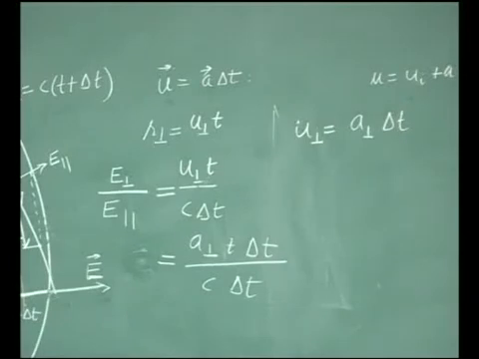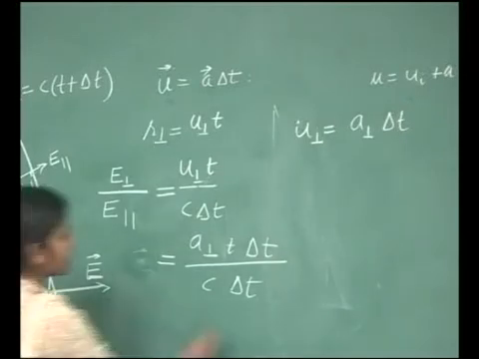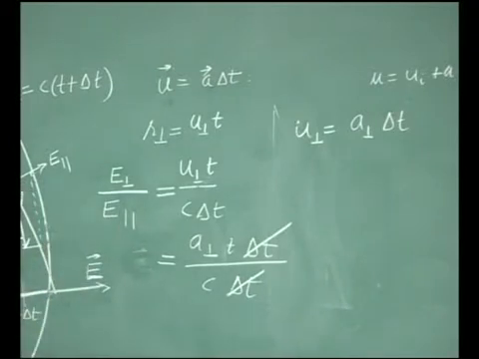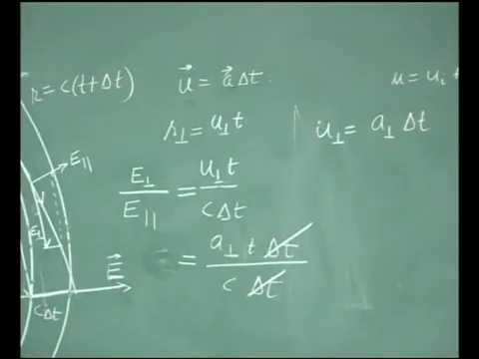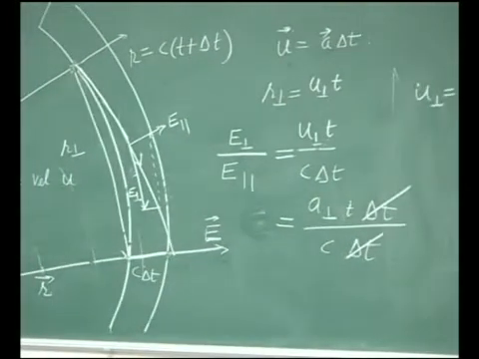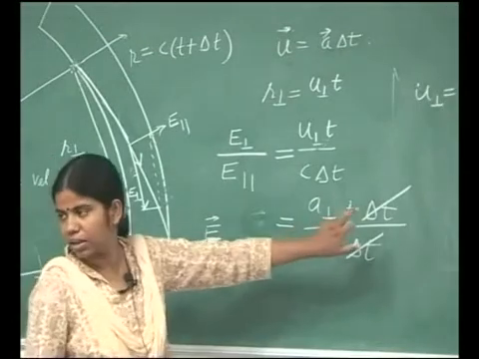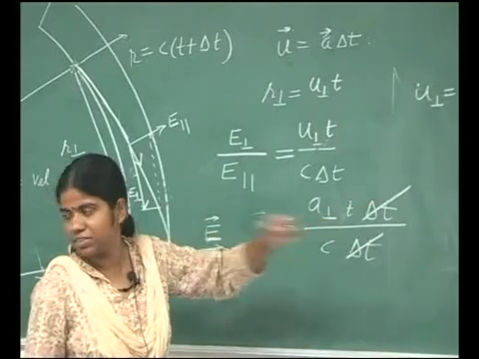Okay. So, something goes off. So, I can kill these delta t's here. So, I have A perpendicular t upon C. Now, this t is actually not very good, because measuring time is very difficult, because time is changing constantly. So, I should eliminate this t.